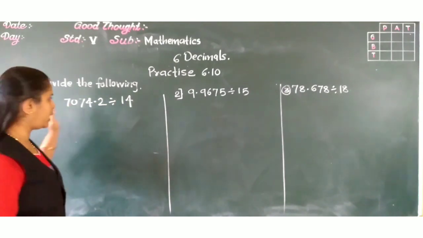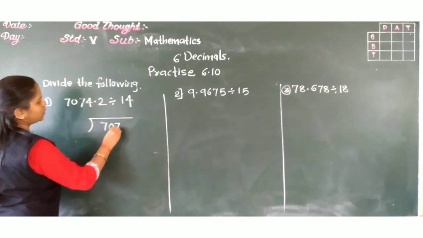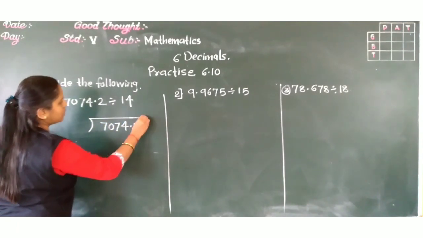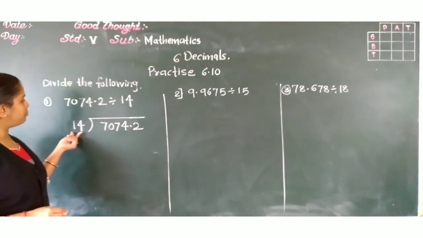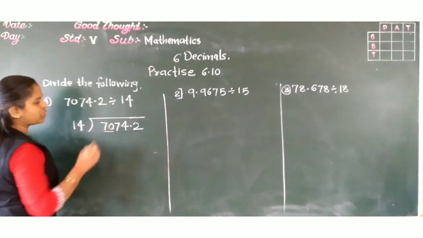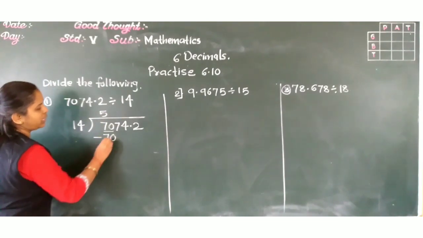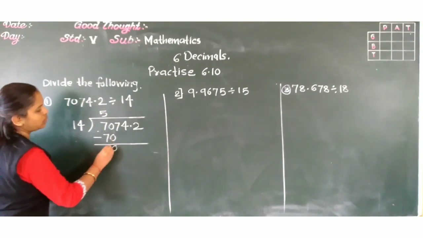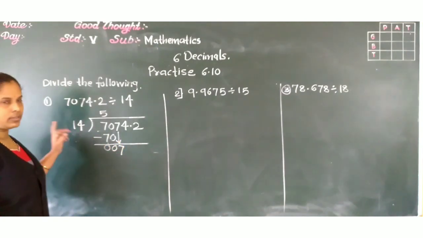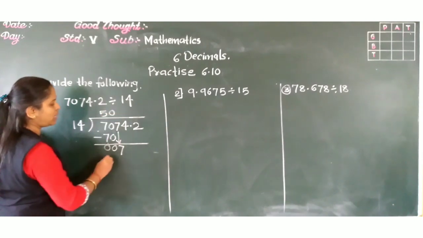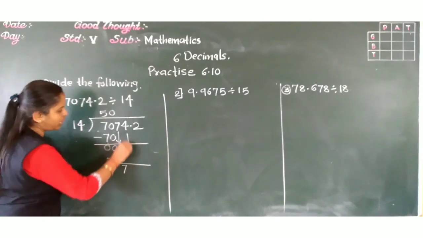7074.2 divided by 14. So let us arrange it vertically. Divided by 14, a 2-digit divisor, so for division also we will take 2 digits. 14 5s are 70, so 0 remains. Take 7 down. Can we divide 7 by 14? No, so we put 0 in the quotient, because at a time only 1 digit we can take. Now take this 4.